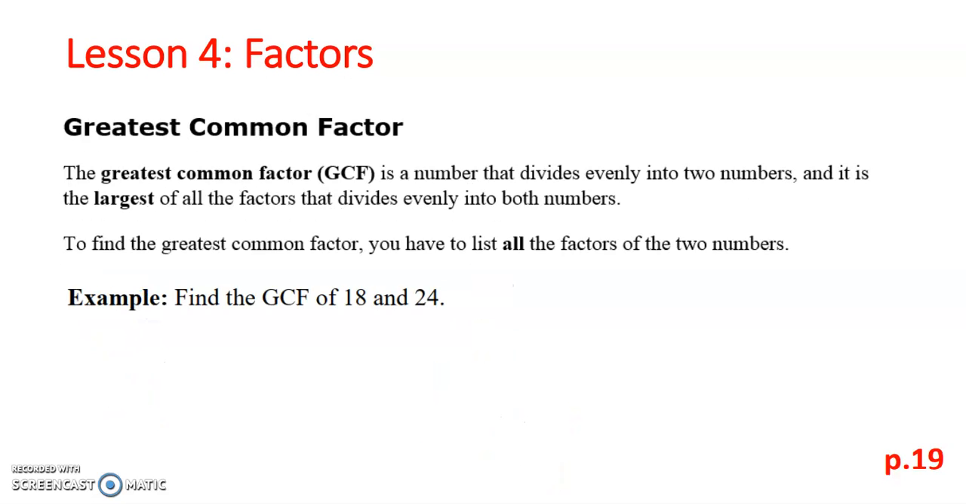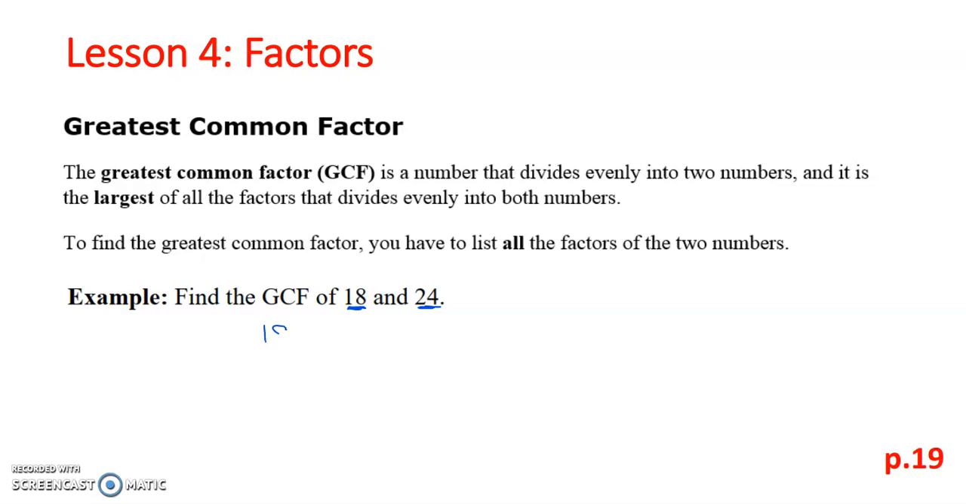So why are we doing all this factor stuff? Well, really what we're working towards is being able to reduce fractions, and the way we can do that is by understanding the greatest common factor. So what we're looking for is the largest number that makes two numbers, for example, 18 and 24. So the GCF, or greatest common factor, is the biggest number that makes both of these numbers.